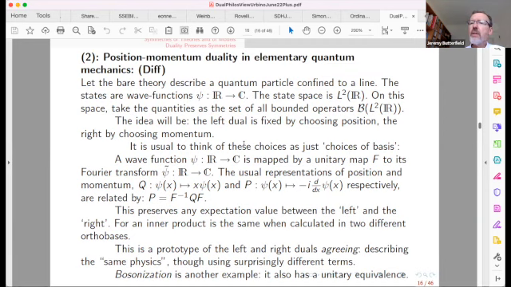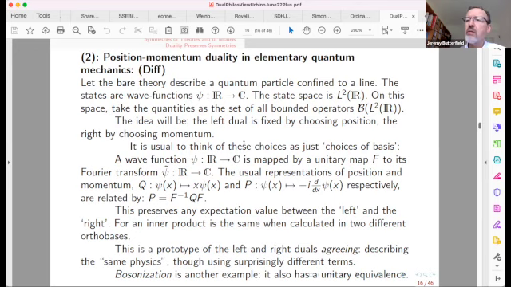So the theme for this slide and the next is, think of the left dual as about position, think of the right dual as about momentum. When we study quantum theory, it's usual to think of these choices as just choices of basis. A wave function is mapped by a unitary map, F for Fourier, to its Fourier transform, itself a map from reals to complexes. And the usual representations of position and momentum in the elementary, most familiar representation are in fact related as Fourier transforms of one another.